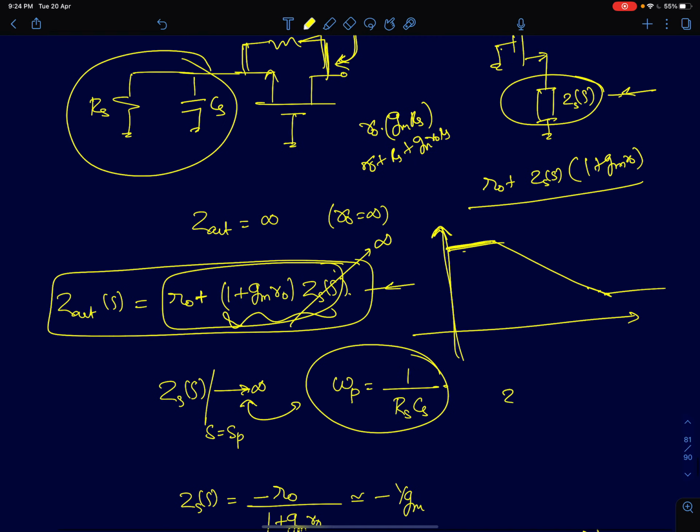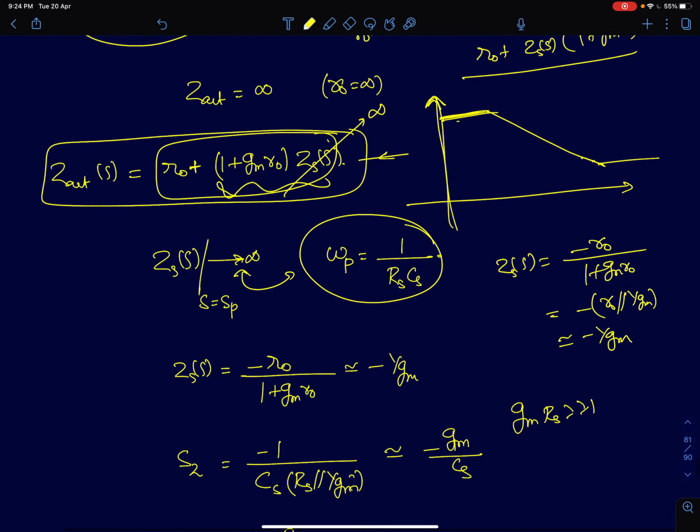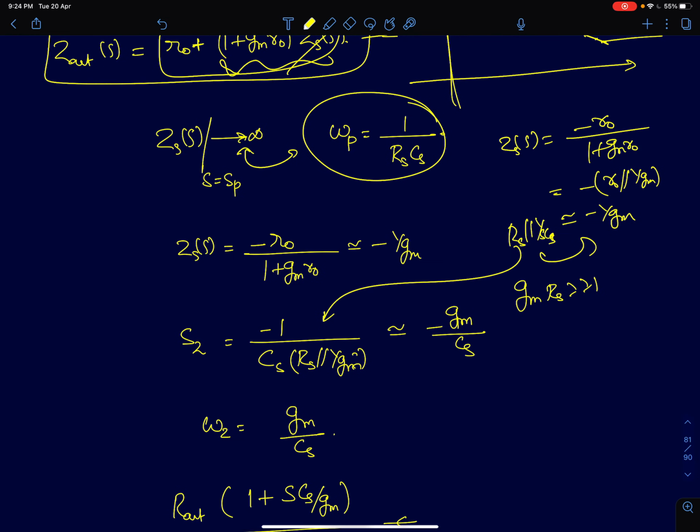If I equate this term to 0, I get Zs of S equal to minus of R0 by 1 plus Gm R0. This R0 by 1 plus Gm R0 is nothing but R0 in parallel with 1 by Gm. This I can approximate to 1 by Gm. Zs of S equals 1 by Gm. That reduces to, by using this condition, Zs of S is nothing but Rs in parallel with 1 by SCS. You can directly solve and get the zero as minus of 1 by CS into Rs parallel 1 by Gm.